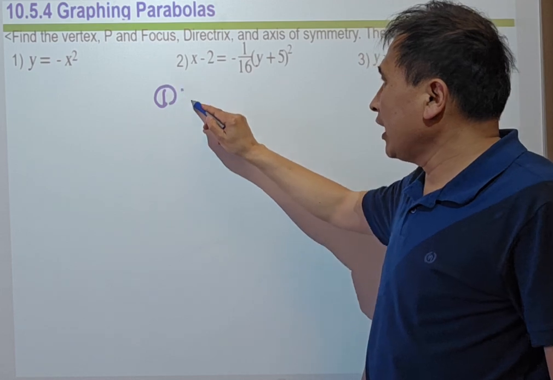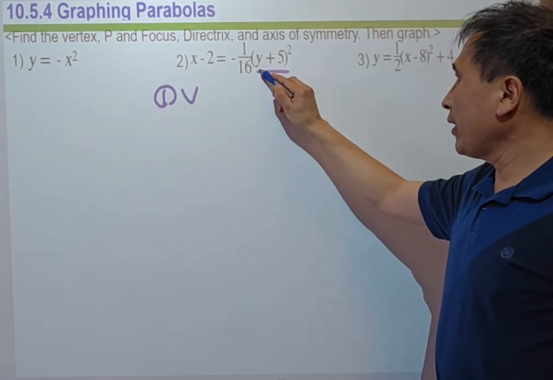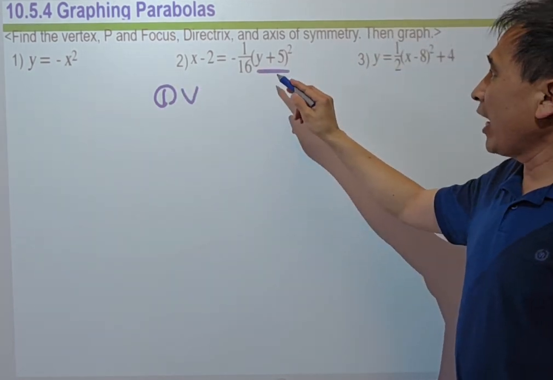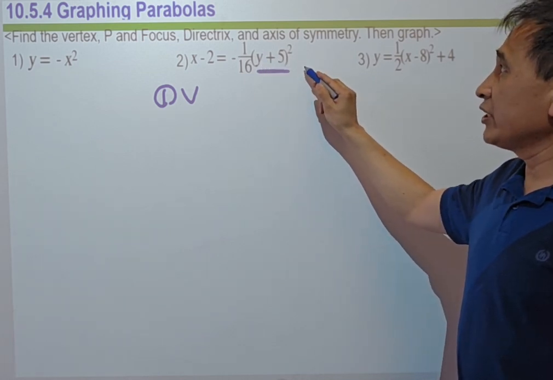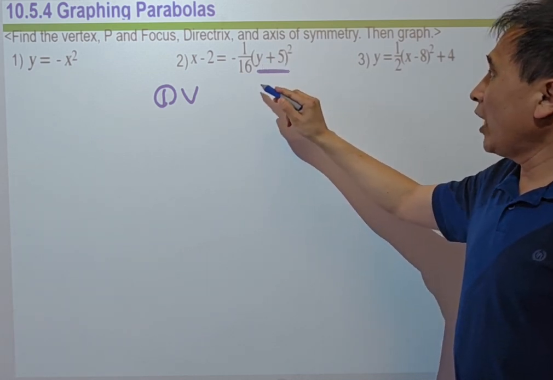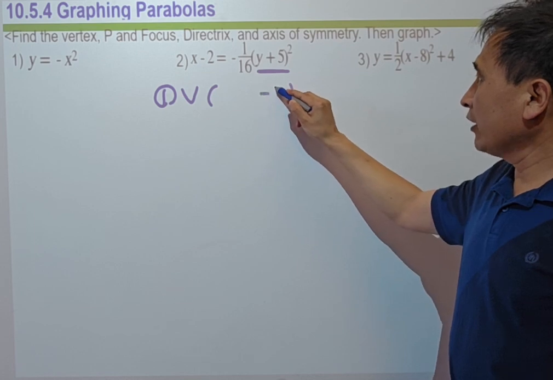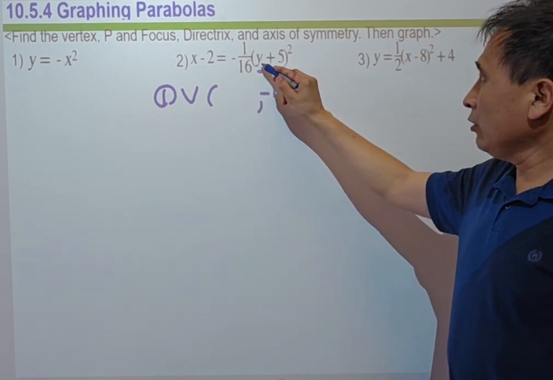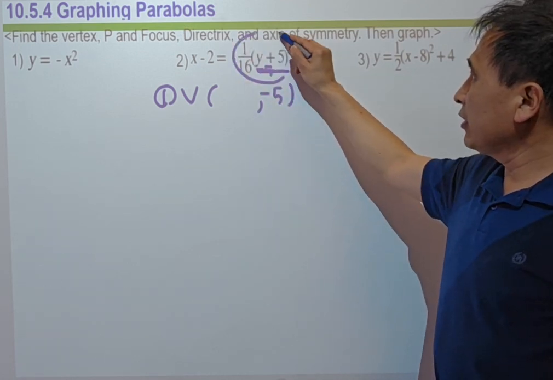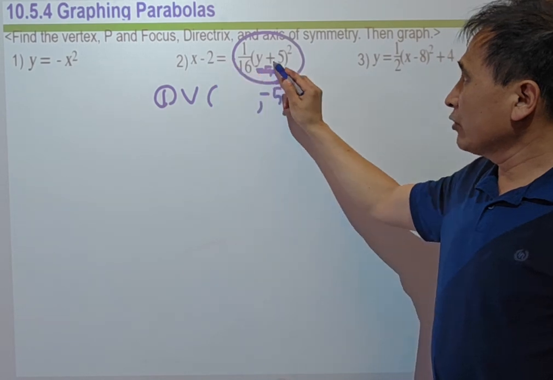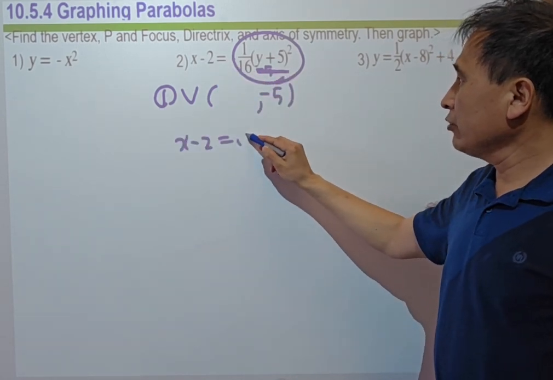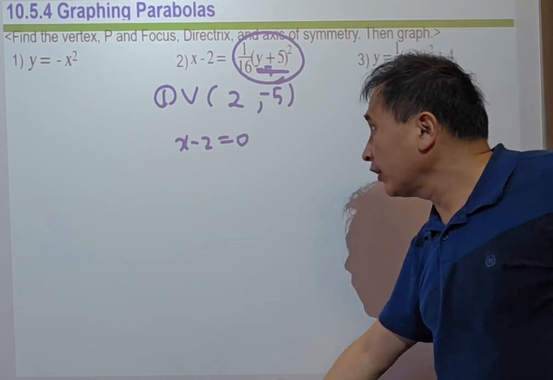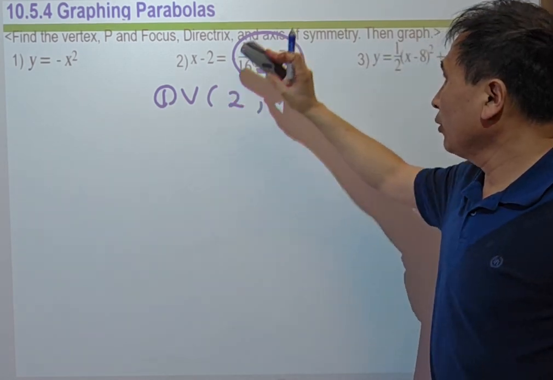The vertex is always found by making the part under the square 0. So y plus 5 equals 0 under the square, so the y value should be -5. After -5, everything is 0, then x minus 2 equals 0, so x equals 2. So (2, -5) is the vertex for this parabola.